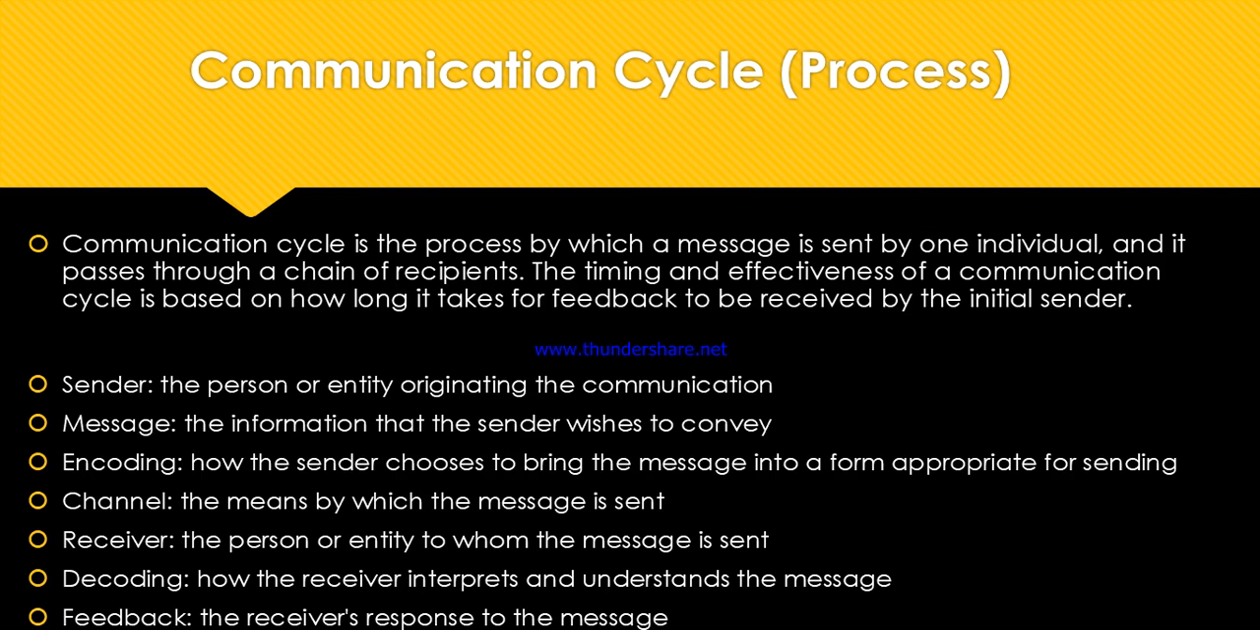Then the communication cycle. This is the process of communication: sender, message, encoding, channel, receiver, decoding, feedback. See, the communication cycle is a process by which a message is sent by one individual and it passes through a chain of recipients. There may not be just one. See, if you want to send a message as hi to your friend, either through WhatsApp or a mail or anything, you are the sender and you have got the message called hi, and you want to encode the message.